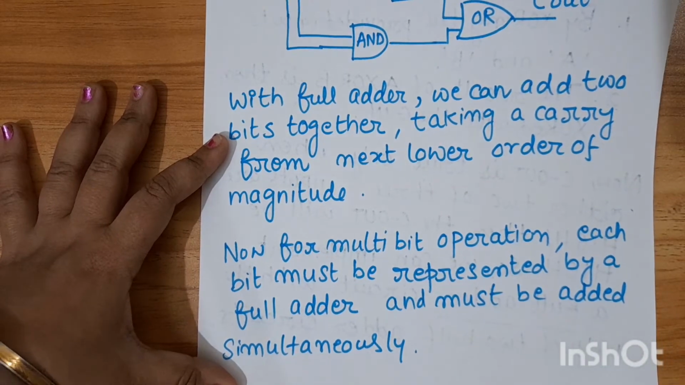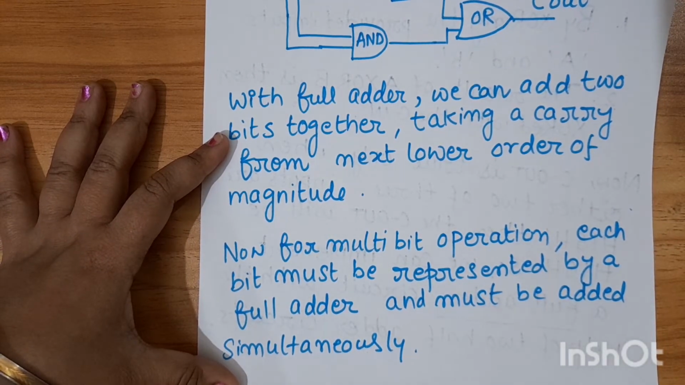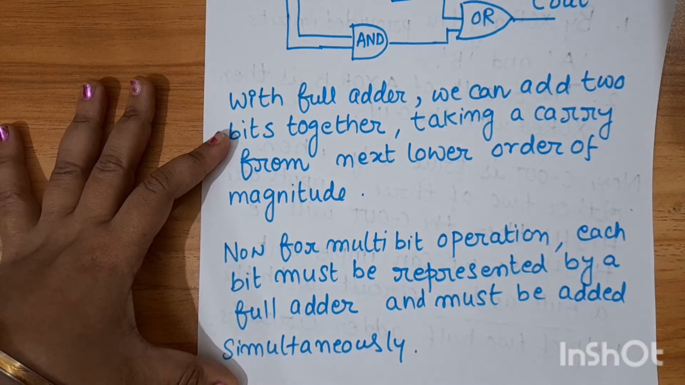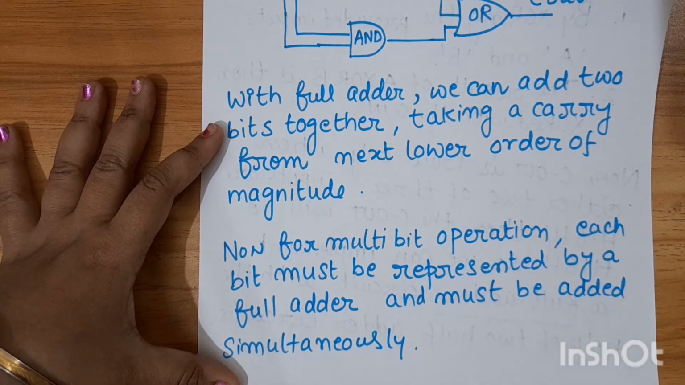You see the difference between the half adder and the full adder here. For the half adder, we have only two inputs and two outputs. There is no provision to add the carry from the previous stage or from a next lower order stage. But here, this limitation of the half adder is nullified, and we have three inputs, and one of the inputs is the carry from the previous stage.